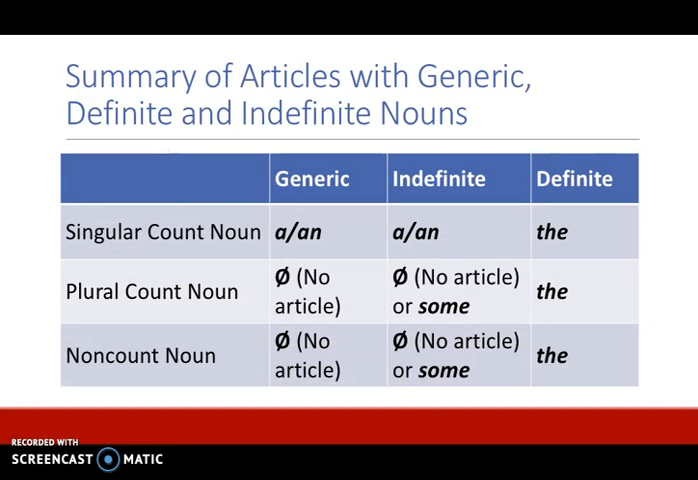Here's a summary of articles with generic, definite, and indefinite nouns. So there's a similar chart in the previous video. This one adds the column of generic. So we can see that generic and indefinite are very similar. It's the same for singular count nouns, and it's similar for plural and non-count nouns. The only difference is that for indefinite nouns, we can use some, but for the generic noun, we do not use some.